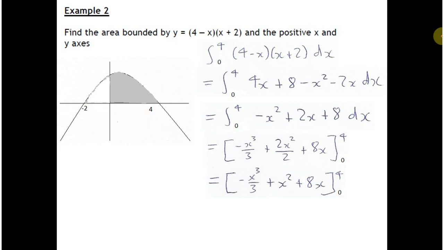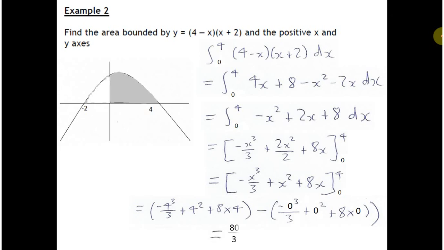To take the integral between 4 and 0, first of all we put 4 in for x, minus what we get when we put 0 in for x. So we get minus 4 cubed over 3, plus 4 squared, plus 8 times 4, minus 0 cubed over 3, plus 0 squared, plus 8 times 0. Calculating, we get 80 over 3 as an exact answer. This concludes the presentation.